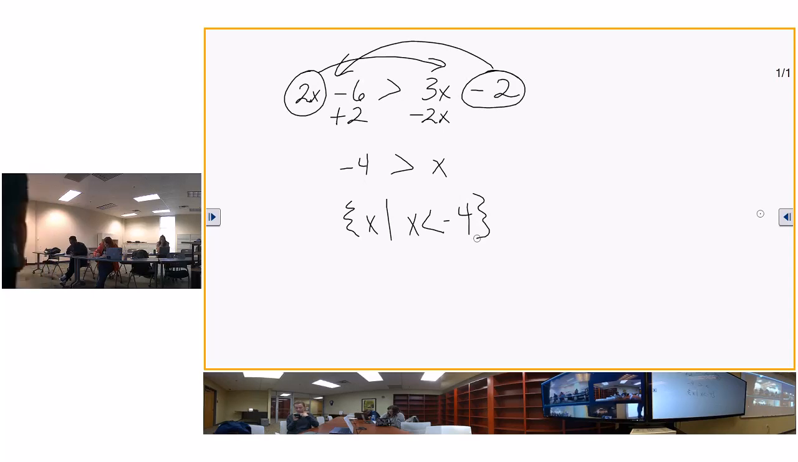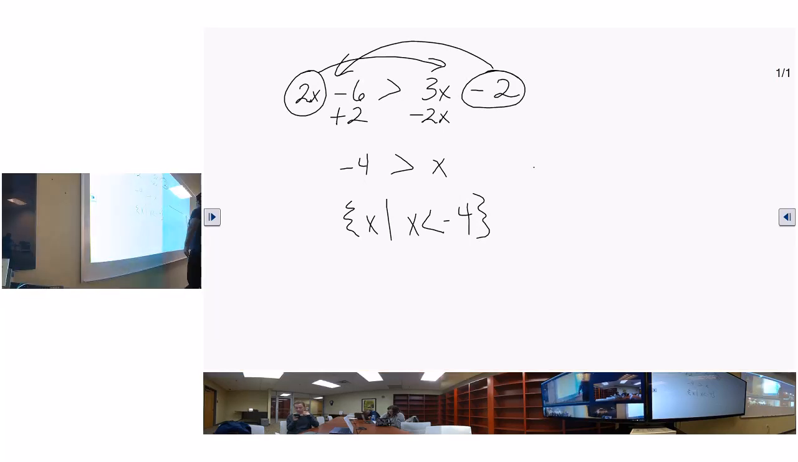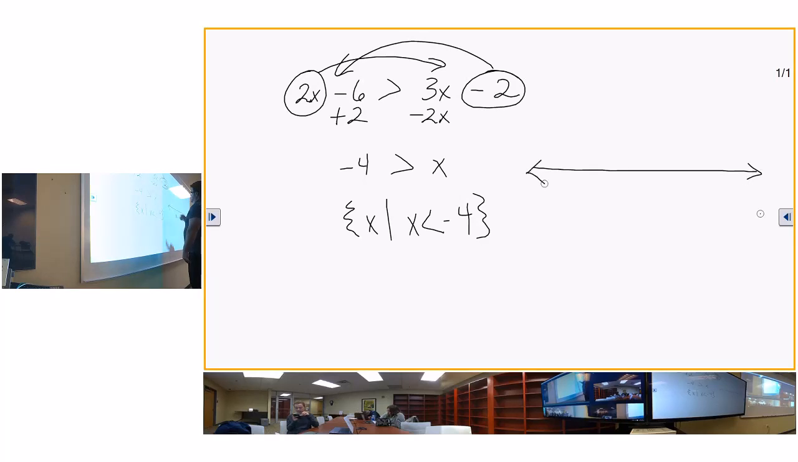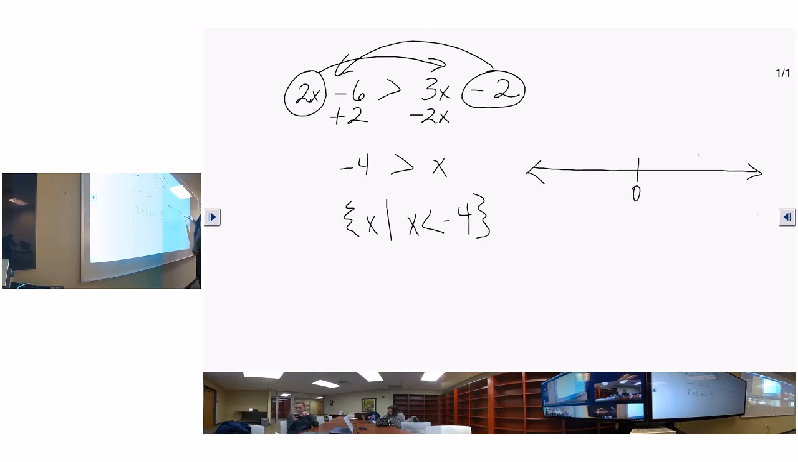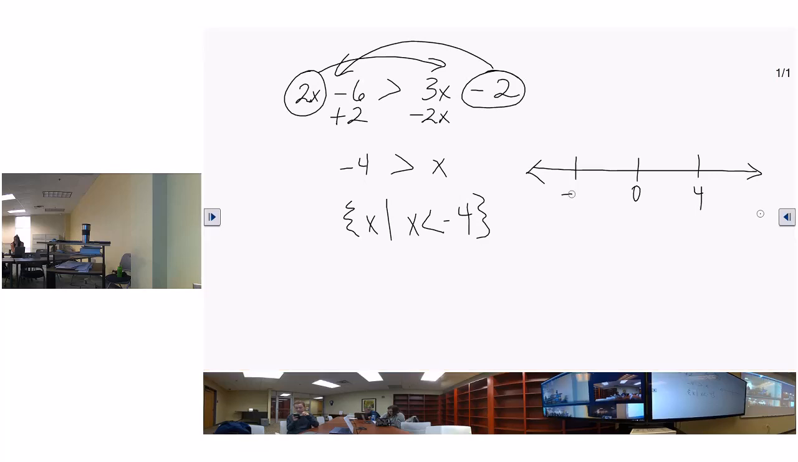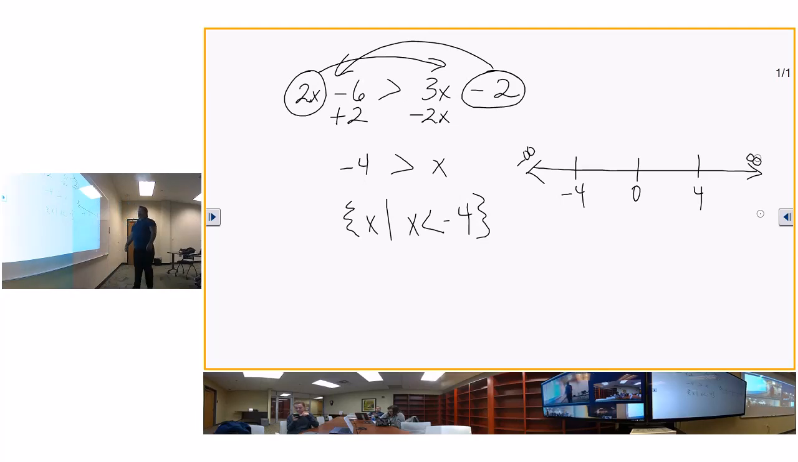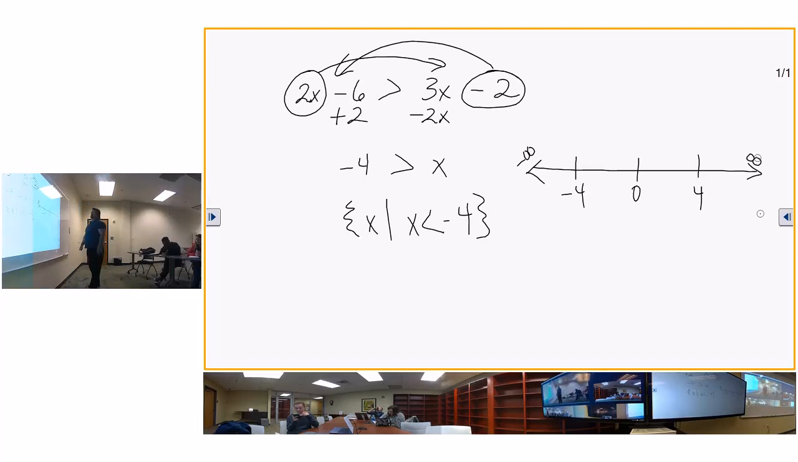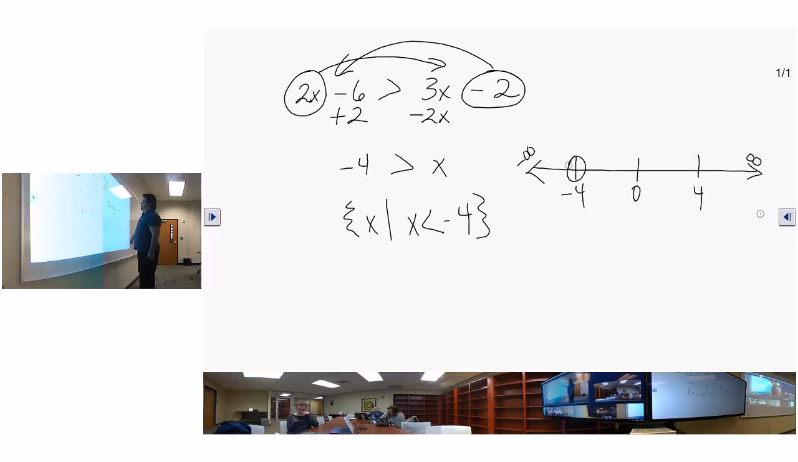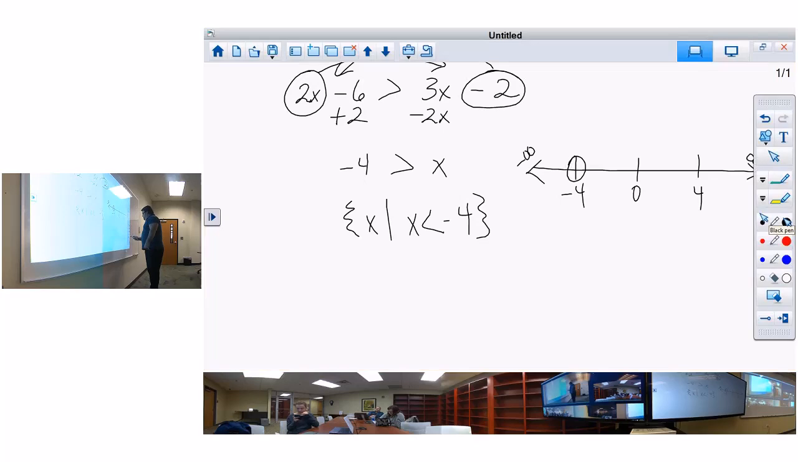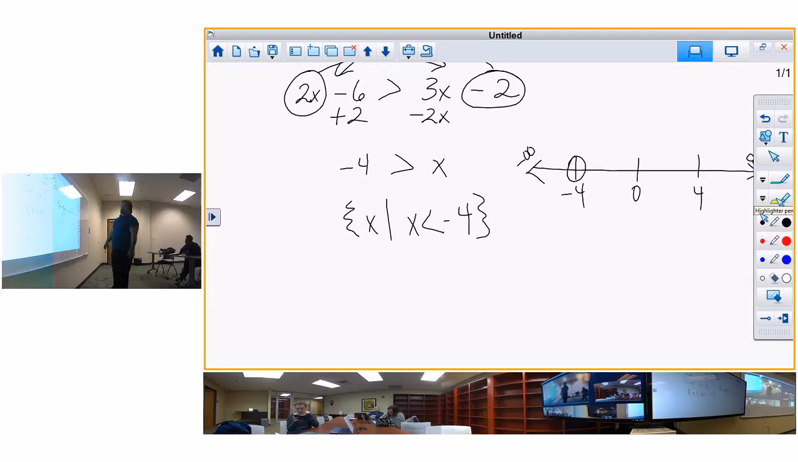Now I'm going to graph it. Negative 4. This is negative infinity. And this is positive infinity. What kind of circle is going to go on negative 4? Open circle. And let me get my handy dandy highlighter, what numbers are less than negative 4? The negatives.